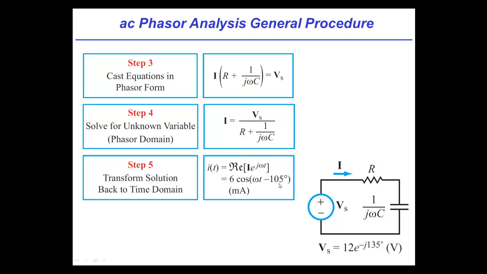You're saying we invented some numbers, and when we solved for the phasor I here, the answer we got must have been 6 with a phase shift of minus 105. Correct. And so when I took the real part of 6 e to the j minus 105 times e to the j omega t, the real part of that is 6 cosine omega t minus 105.